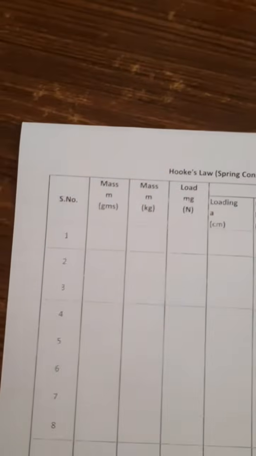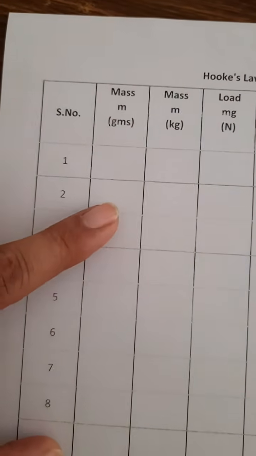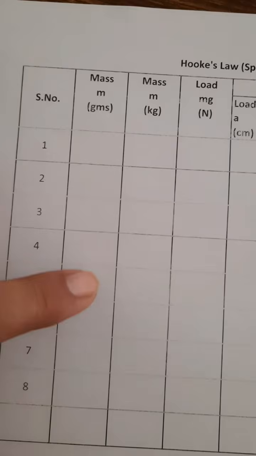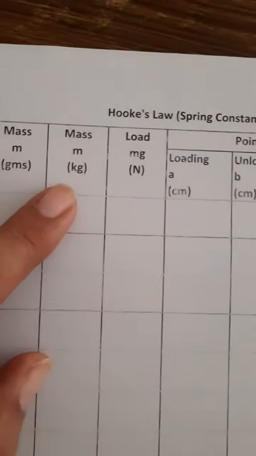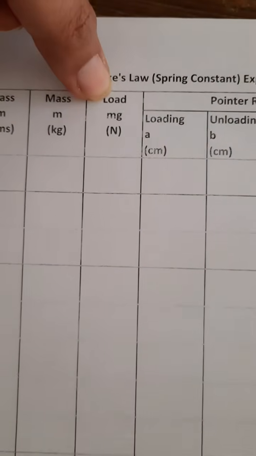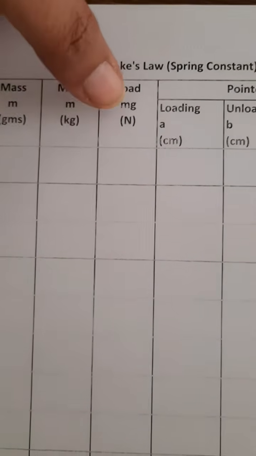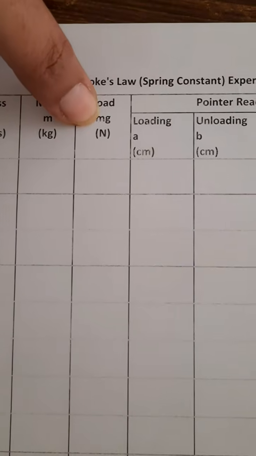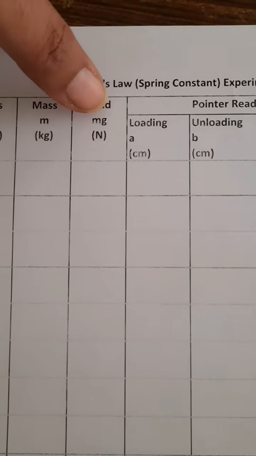We note down the readings on the observation table like this. First is serial number, then the mass in grams, like it would be 20 grams, then 40, then 60, then 80, then 100, then 120 and then 140. Then we have to convert it into kg. After that we have to calculate the load. Load is mg. m is the mass in kg and g we have to take as 9.8. So multiplying both we would get the load in newtons.